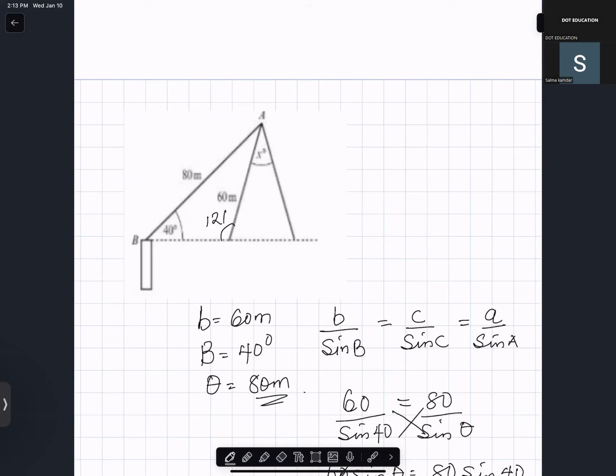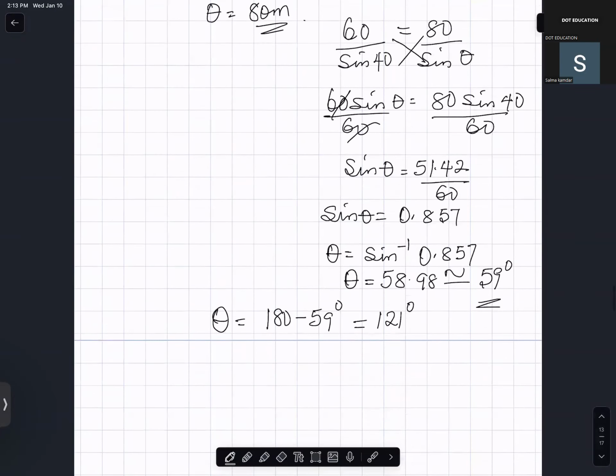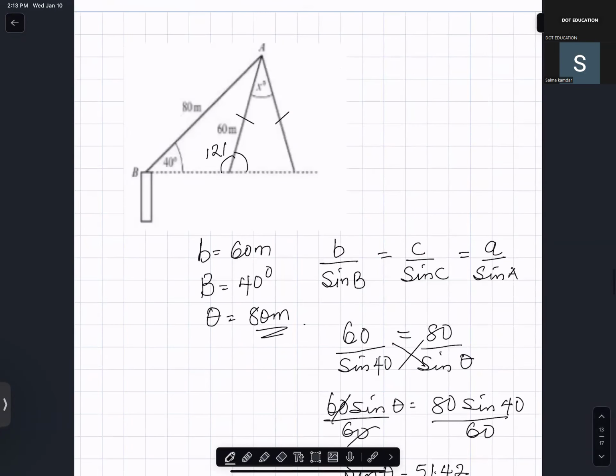So take a look at this triangle. This is an isosceles triangle. That means this side is equal to this side. That means they have the same base angle. So like the previous questions I saw, I have my theta as 59. So here is going to be 59. And that means here is 59 degrees.